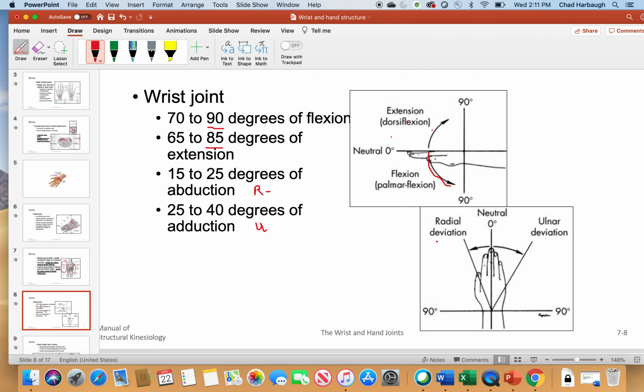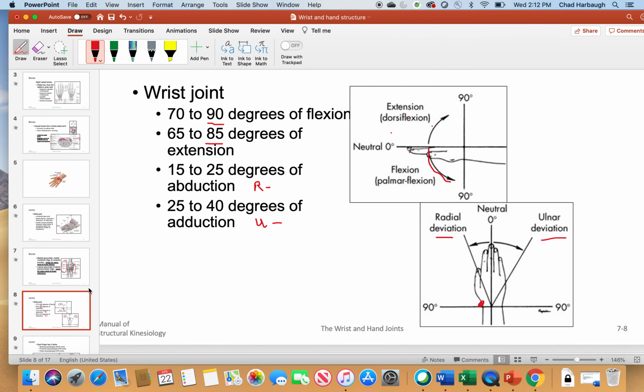So when we go into radial deviation or abduction from a standing position, we can see that we only have 15 to 25 degrees, and it's usually related to the radial styloid process that's located on the distal portion of the radius. And then on the ulnar side, we call it ulnar deviation, but you can see here that we have the ability to adduct or move closer to the midline 25 to 40 degrees.